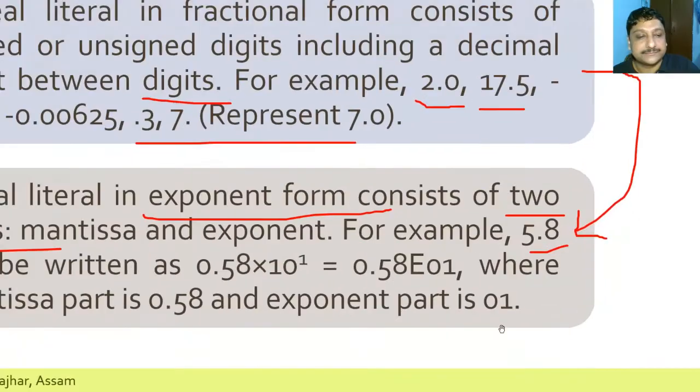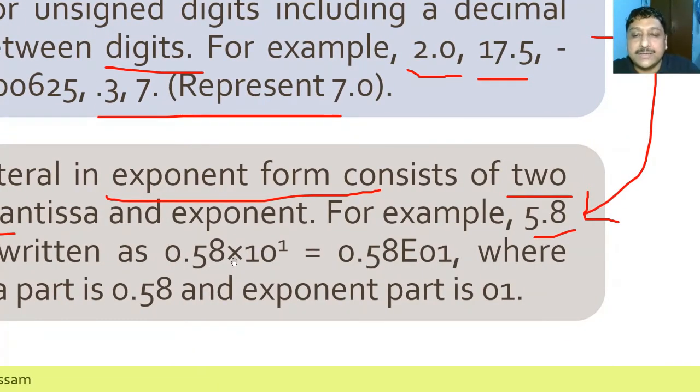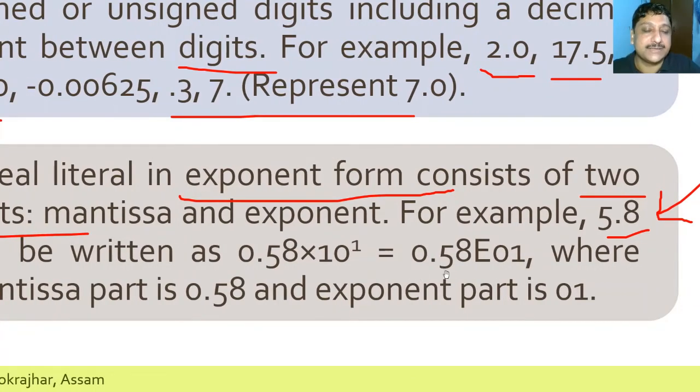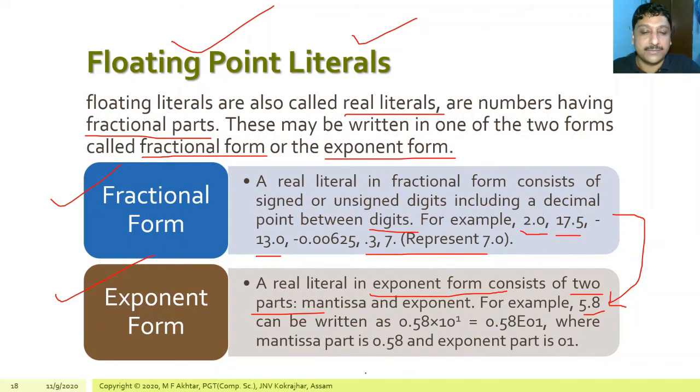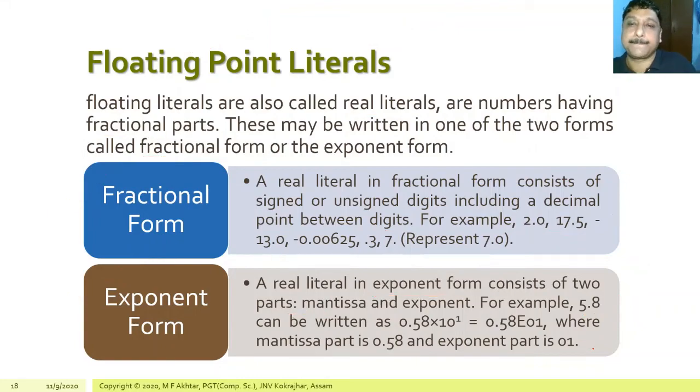Okay, see, this 5.8 is written like this: 0.58 into 10 to the power 1. But to write this number in Python language, we have to write like this: 0.58E01. E letter we have to add in between. Then this number is said to be in exponent form. E for exponent. E represents exponent form. Okay, so wherever this type of number is written, don't bother. It is just the exponent form of the same floating point number, where 0.58 is the mantissa part and 01 is the exponent part, and both parts of the number are separated by the letter E.